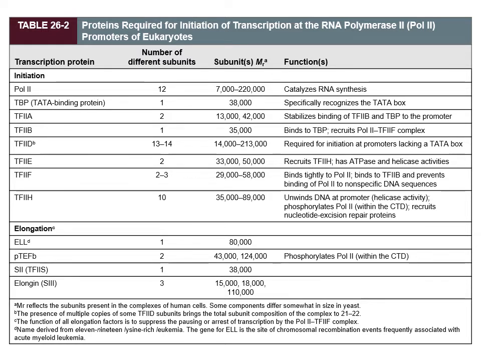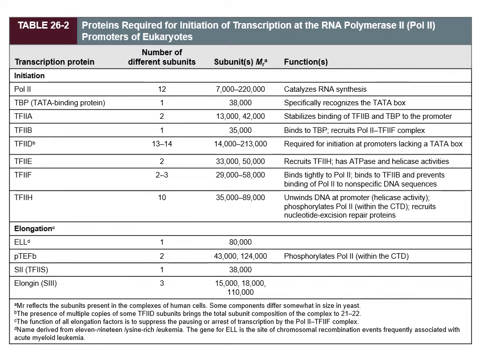The assembly of RNA polymerase at the promoter is initiated by the binding of the TATA binding protein, TBP, to the promoter. TBP is part of a multi-subunit complex, TFIID. Other proteins in this complex include TFIIB, TFIIA, TFIIF, TFIIE, and TFIIH. The helicase activity of TFIIH unwinds DNA at the promoter.